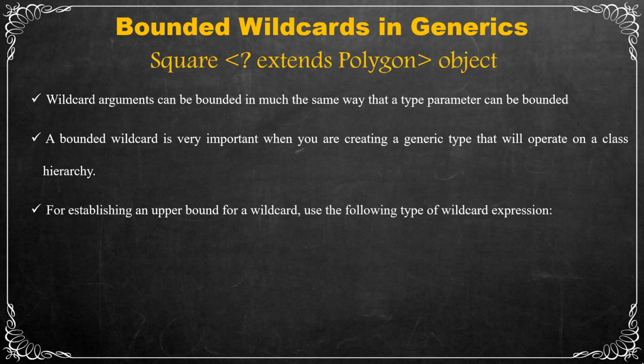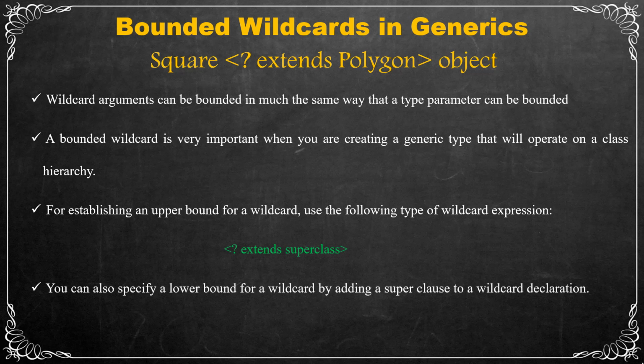In general, to establish an upper bound for a wildcard, use the following type of wildcard expression. Superclass is the name of the class that serves as the upper bound. This is an inclusive class because the class forming the upper bound is also within bounds. Also, you can specify a lower bound for a wildcard by adding a super clause to a wildcard declaration.